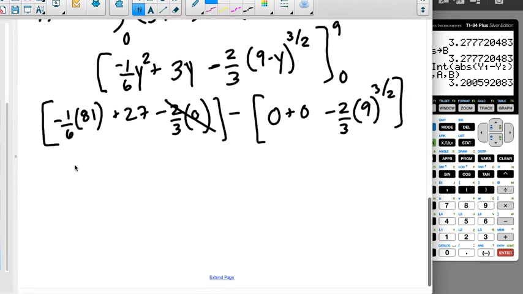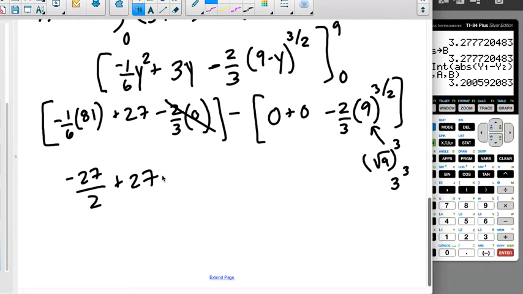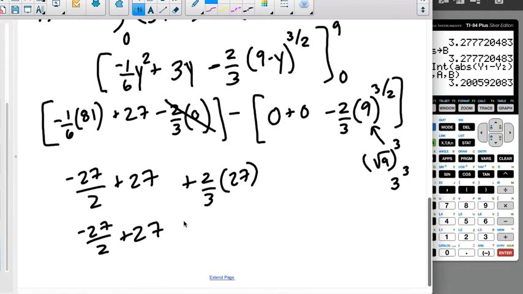I know it was a long problem. So from the 81/6, I could cancel a 3 from that and make that a -27/2, plus 27. And then over here, 9 to the 3/2. Remember that 9 to the 3/2 is the same as the square root of 9 to the 3rd. So that's a 27, because it's 3 to the 3rd. So I'm going to get that this is plus 2/3 times a 27. Well, that's a -27/2 plus a 27, plus what I'm pretty sure is an 18.